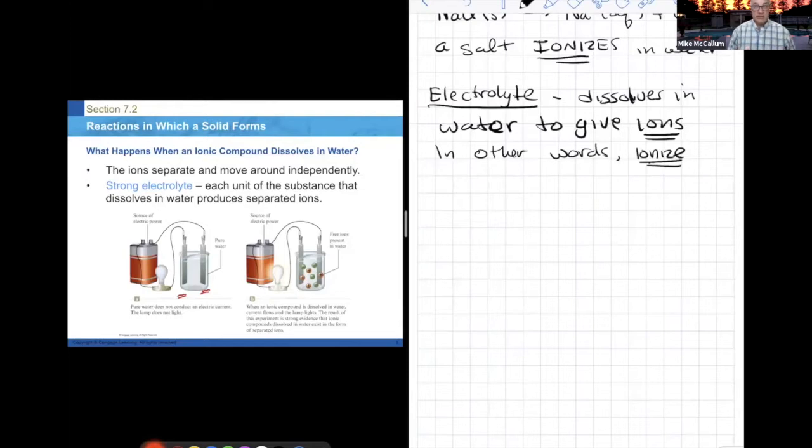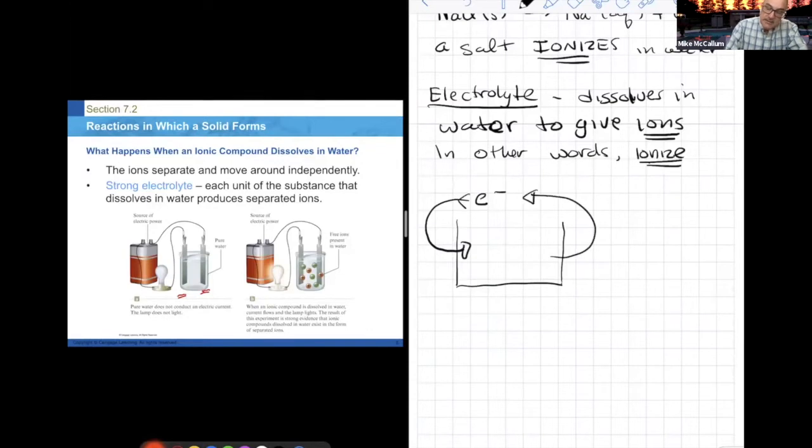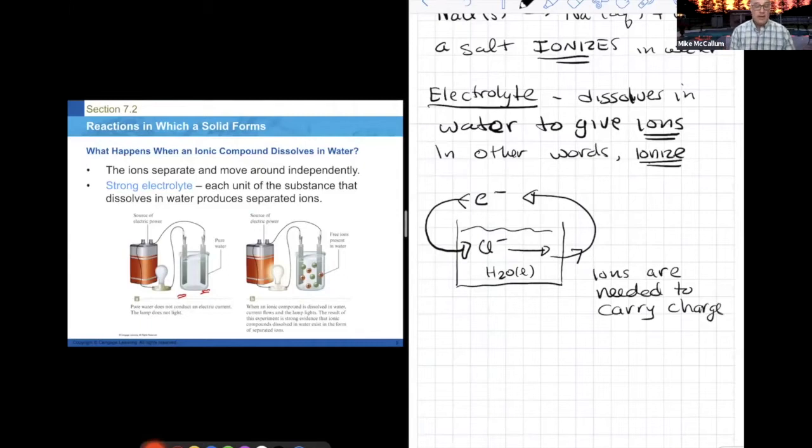In order to conduct electricity, you need ions. So the way this works, right, is if you have electrons, which are electricity, and they move through a wire like this, if the wire encounters water and we want to complete a circuit like this, well, in order to complete a circuit through water, we need ions to carry the charge. So we might have something like chloride carries the charge across, and then electrons can pick it up. This is an oversimplification, but basically ions are needed to carry charge through water.